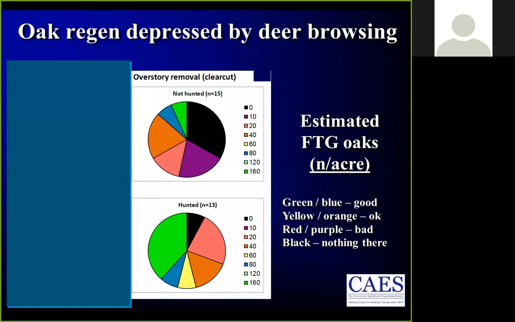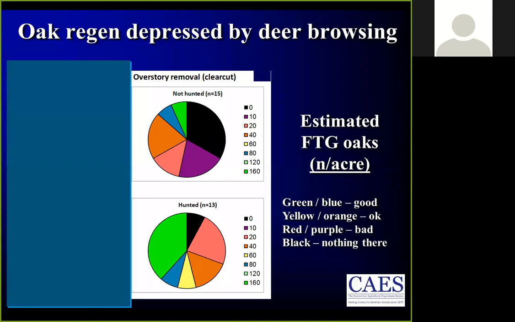So what we found out there, I'll explain this graph a little bit. Let's look at areas that were 3 to 10 years after we did a clear cut, final overstory removal. If we looked at areas that weren't hunted, this black area means we estimated that this stand in the future is going to have roughly no oaks that are going to be free to grow when the stand is about 30 years old. It's going to have maybe 20% of it with 10 oaks per acre. Just by looking at other areas where there was hunting on it, we can see that almost 40% of the area is going to have 160 oaks per acre, which you could argue is too many.